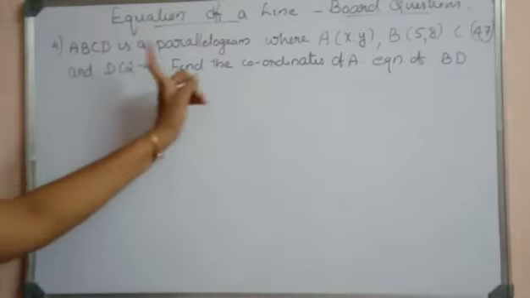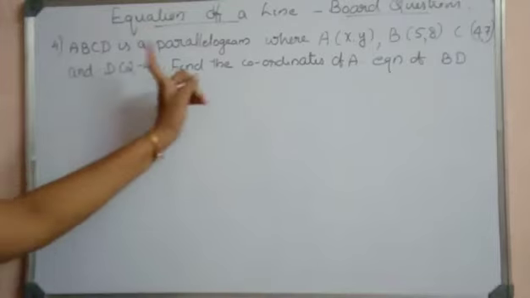Look at the parallelogram ABCD. It's given that A is (x, y), B is (5, 8), C is (4, 7) and D is (2, minus 4). The first thing we need to find is the coordinates of A, that is x, y.